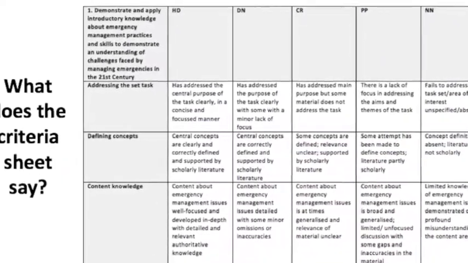You can see here I've also got something around content knowledge. Content about emergency management practices needs to be detailed, focused, in-depth. Now, again, it doesn't mean you have to have a gazillion points. It just means that you need to have those very key points listed, and they need to be clear.